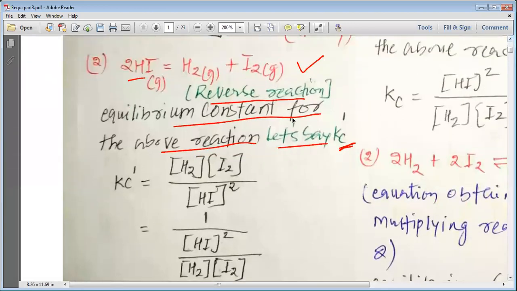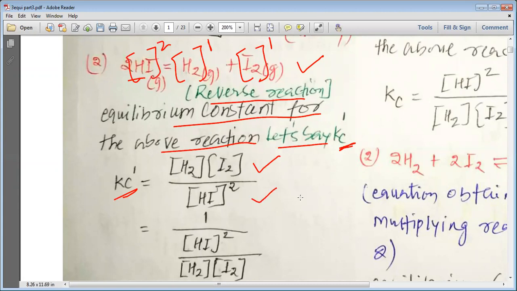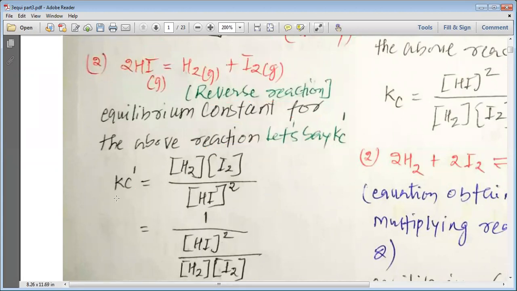So for this reverse reaction, we write the Kc dash, and Kc dash is equal to the concentration of H2 to the power 1, concentration of I2 to the power 1. See, in the numerator we have written it, and then concentration of HI to the power 2. So that is what I have written. This is the new equilibrium constant Kc dash for the reverse reaction.